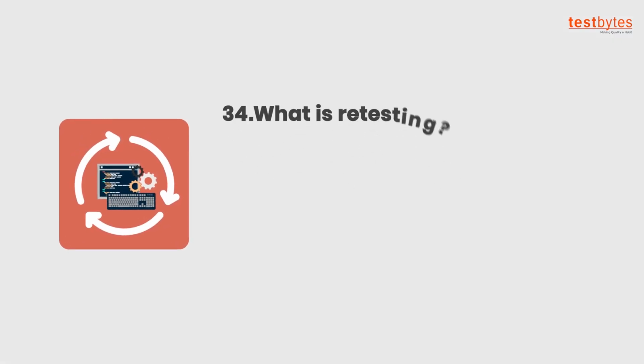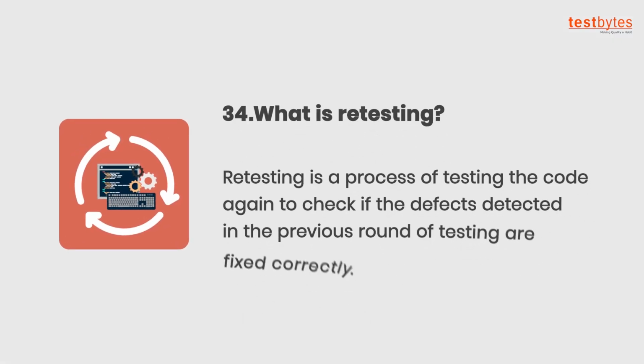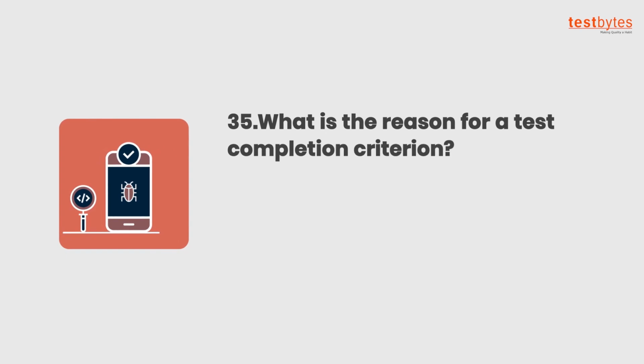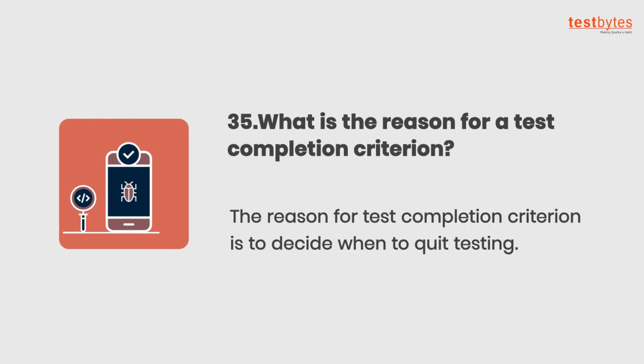Number 34. What is retesting? Retesting is a process of testing the code again to check if the defects detected in the previous round of testing are fixed correctly. Number 35. What is the reason for a test completion criterion? The reason for test completion criterion is to decide when to quit testing.